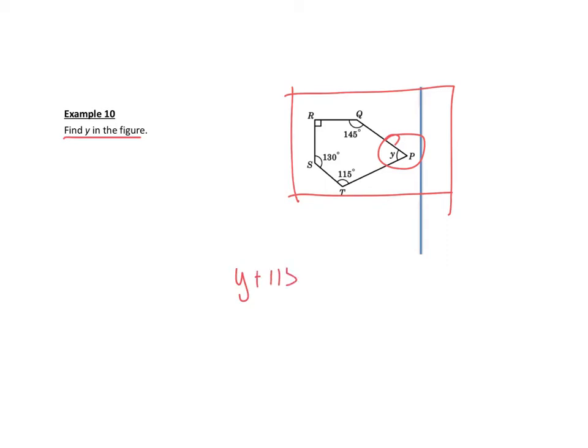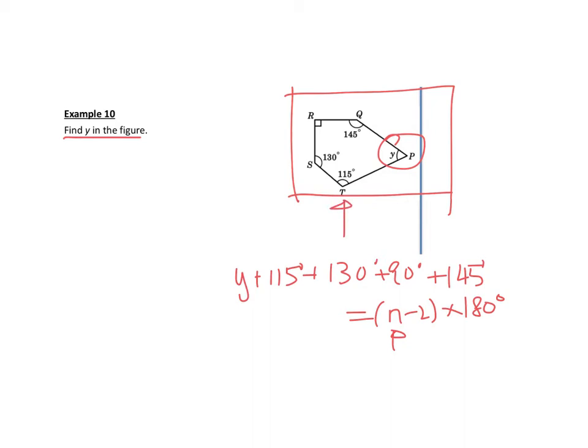plus 115 degrees plus 130 degrees plus 90 degrees plus 145 degrees would equal to (n minus 2) times 180 degrees, and the n means the number of sides of the polygon, and in this figure the sides of the polygon will be 1, 2, 3, 4, that is 5, so we can substitute 5 into the equation.